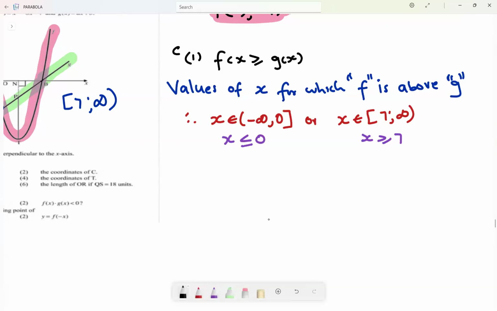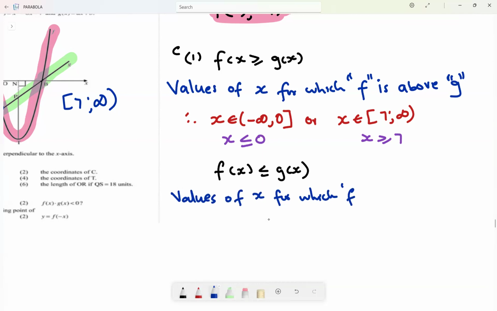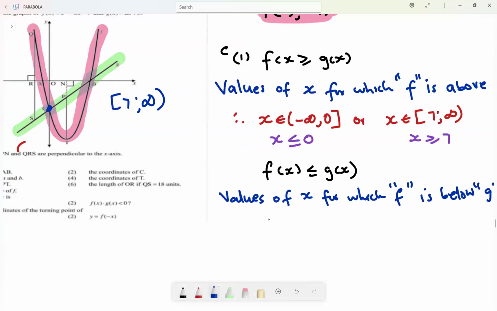What if they said where f of x is less than or equal to g of x? What does it mean? When we translate this in terms of normal English, it says values of x for which f is less than, means f is below g. Where is that portion? When I check here, f is above and now I want below. When I reach c, it is equal.